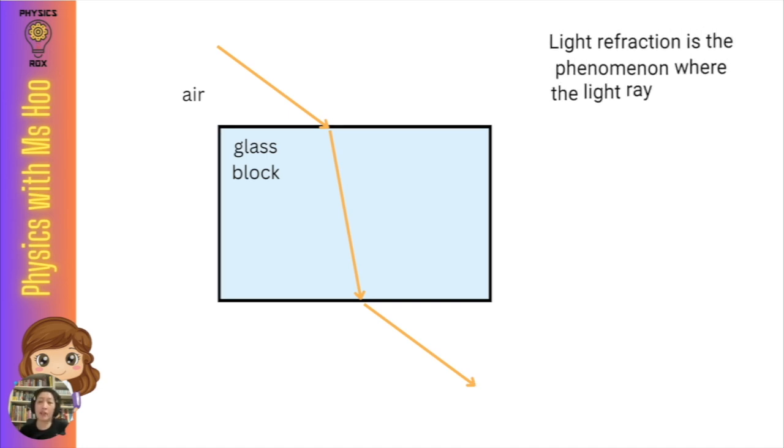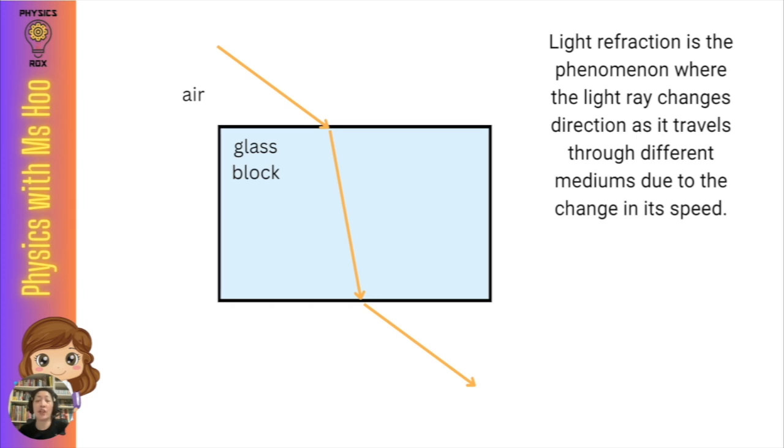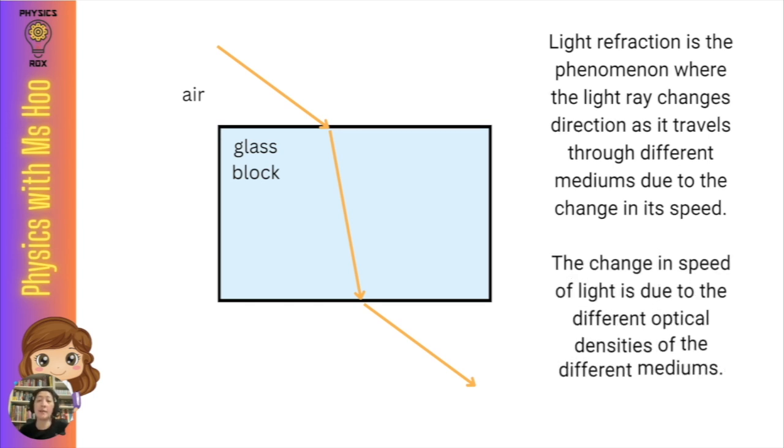So light refraction is the phenomenon where the light ray changes direction as it travels through different mediums due to its change in speed. You must, of course, also be aware of what causes the change in speed of light within these different mediums. And that's because of the different optical densities of the different mediums. Now, some of you may have learned that it's density. What is optical density? Some of you may never have heard of it before.